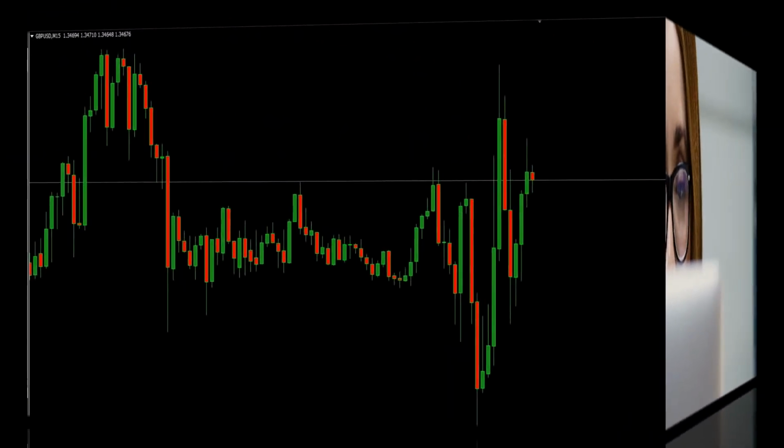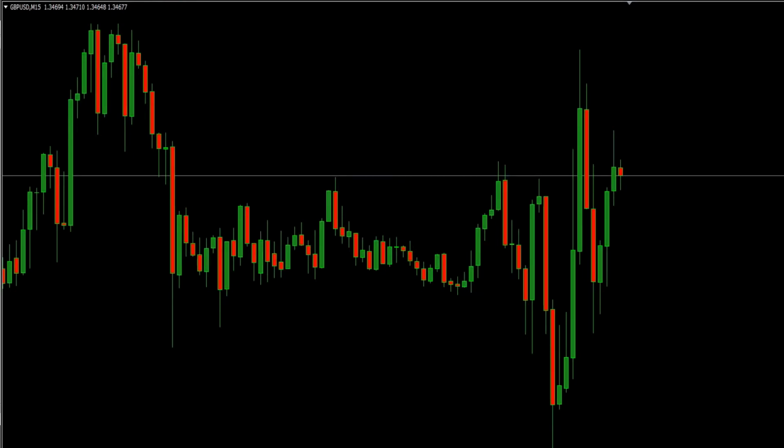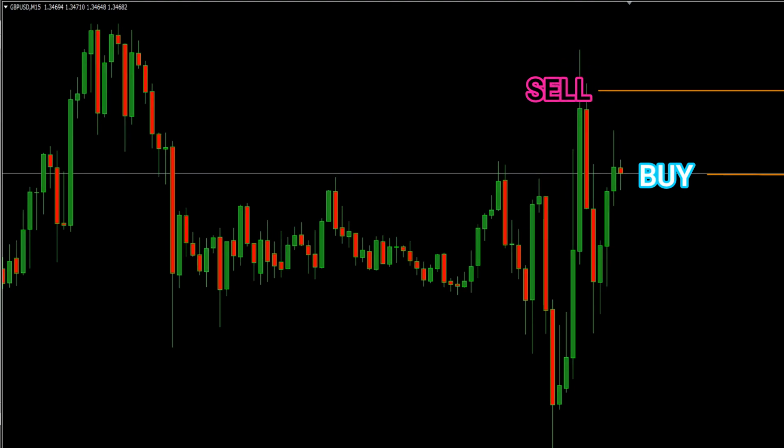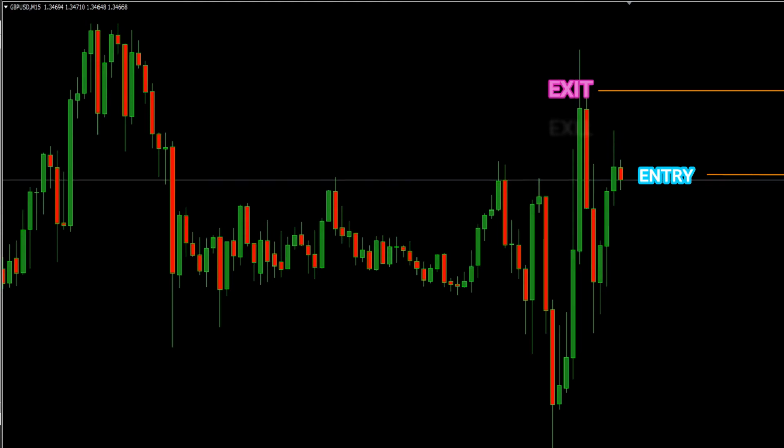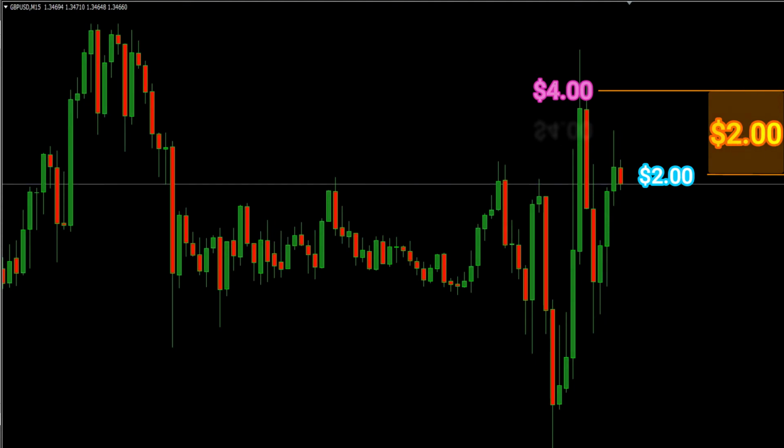Let's take an example from this price chart. If a trader predicts that price will rise to here, the trader enters the trade by buying the asset. Then, when the predicted price level is reached, sells the asset. The profit is the distance between the entry point and exit points. So, if you entered at $2, then exited the trade at $4, the difference in price is $2. This is your profit.